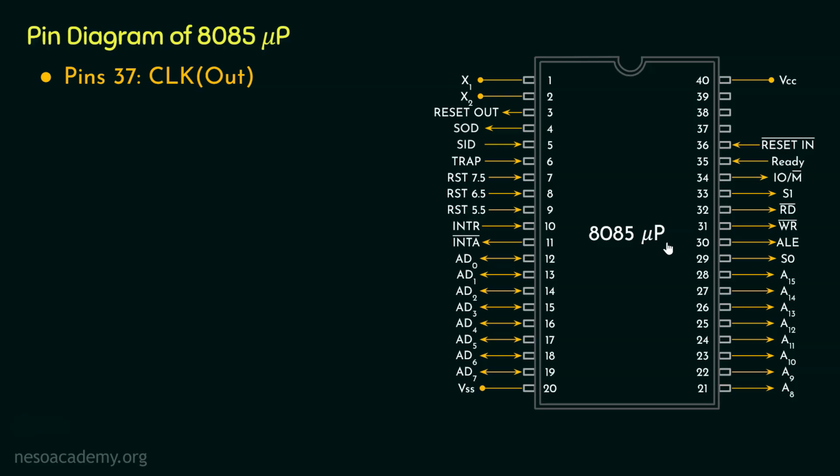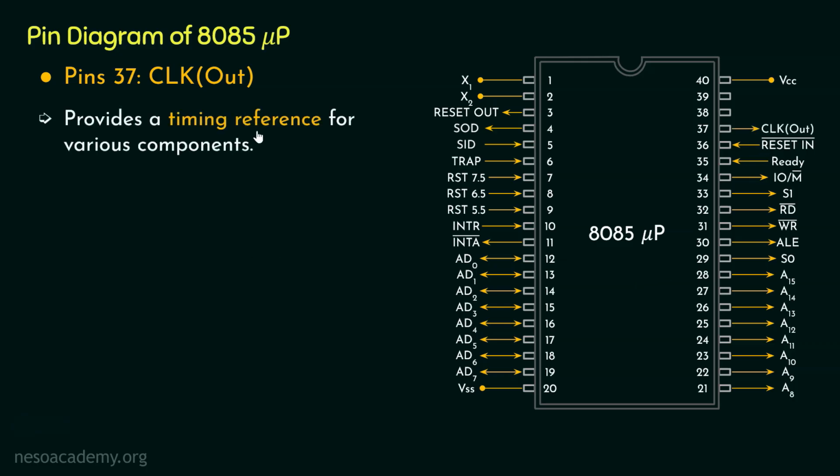Now the microprocessor is supposed to communicate with the external devices. Therefore, it may need the synchronization with the devices as well. For that, the output pin clock out provides a timing reference for the various components which are connected to the 8085 microprocessor. Basically, via this pin, the microprocessor tells the peripherals or the different components to synchronize with it. Remember, this is an output pin.